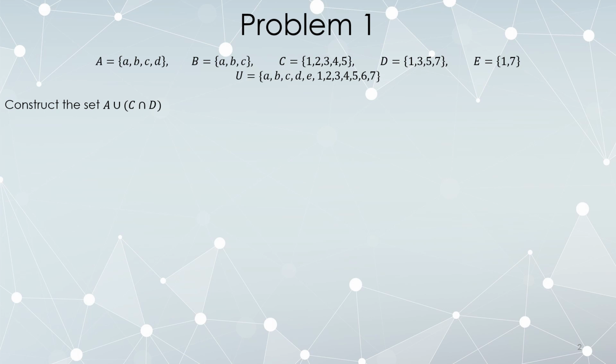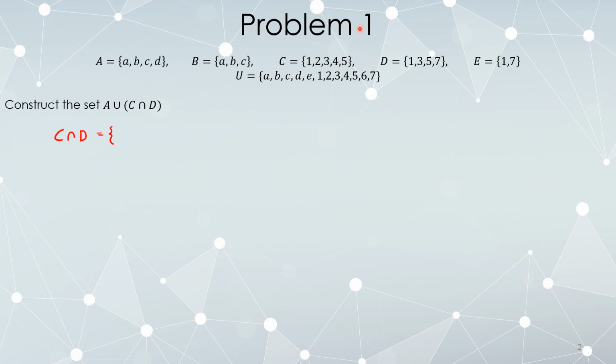For our first exercise, we have some specific sets A, B, C, D, and E given in a specific universe U, and we're just asked to construct the set A union (C intersect D). So the first thing we're going to do as an intermediate step is construct C intersect D. So we're going to make a set, and we simply look at what things are in C and are also in D. And by "and" here, I mean the logical operator.